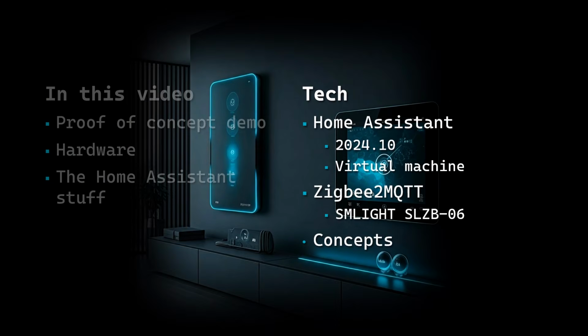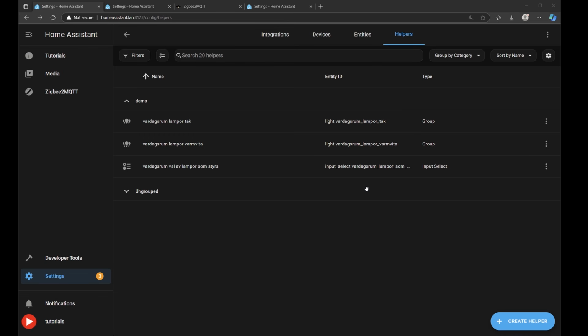The concepts in Home Assistant that we will see are groups for lights, input select to select among different groups of lights, and automations. In the demo, I showed you how the middle button changes which light group that we operate on with the automation.